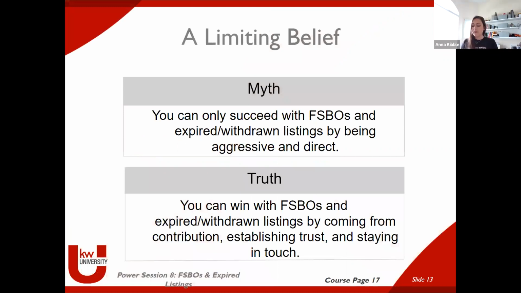Okay. First limiting belief: for sale by owners don't want to deal with a real estate agent.